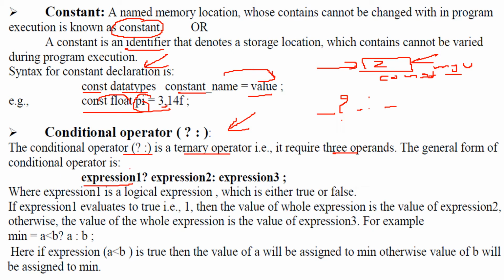This is the expression. Because this is a logical expression, it is going to give you either true or false. If this expression is true, this expression will be executed. Otherwise, the other expression will be executed. You can also assign it to some value. If you say a less than b, then if a is less than b, a will be assigned to min. Otherwise, b will be assigned to min. So this is a simple conditional operator. You can write this if else in one line.